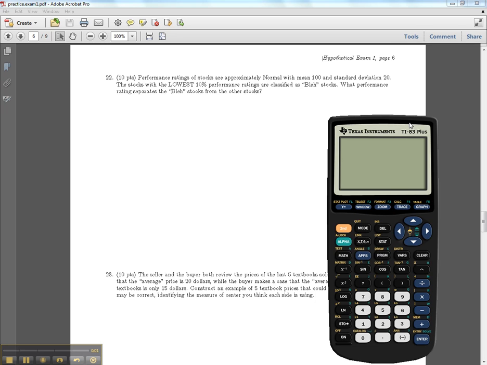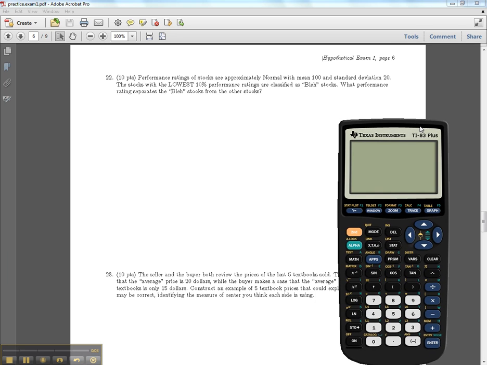Alright, so let's do number 22. Performance ratings of stocks are approximately normal with mean 100 and standard deviation of 20. The stocks with the lowest 10% performance ratings are classified as bleh stocks. What performance rating separates the bleh stocks from the other stocks?